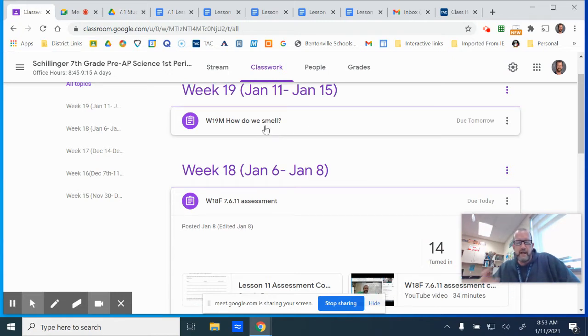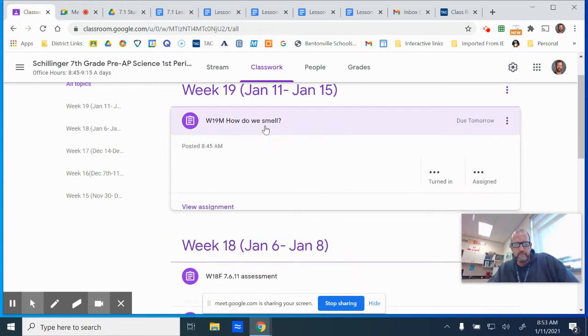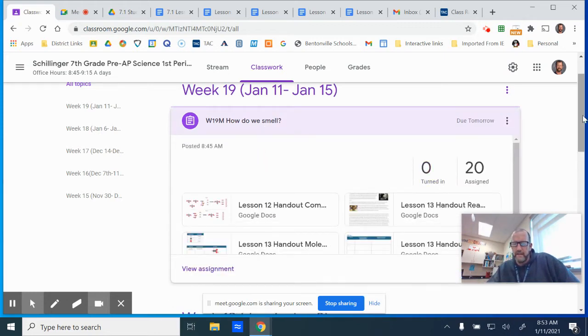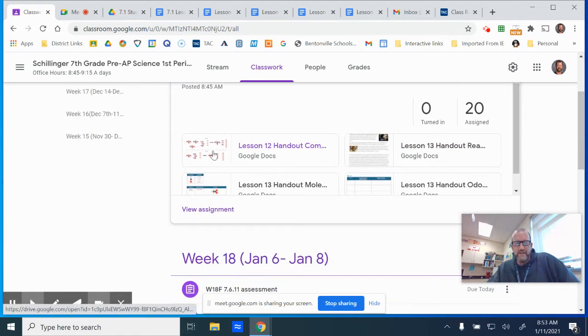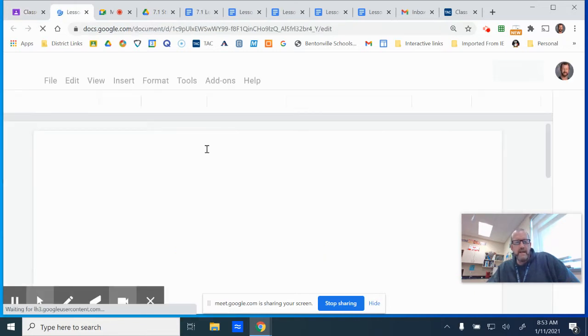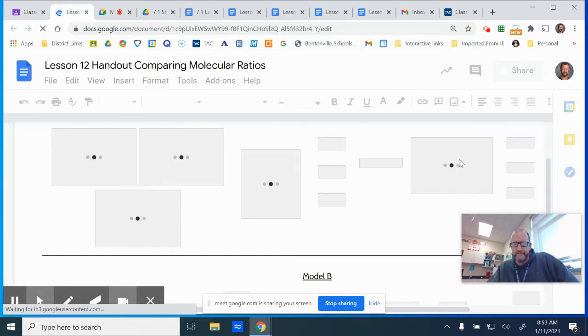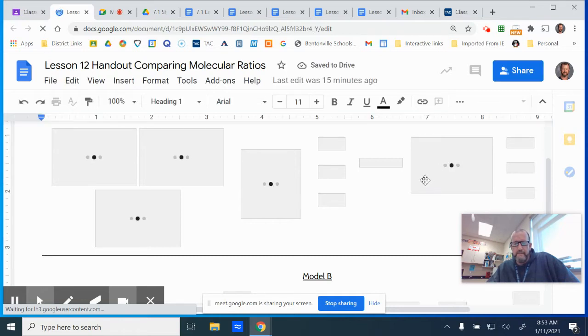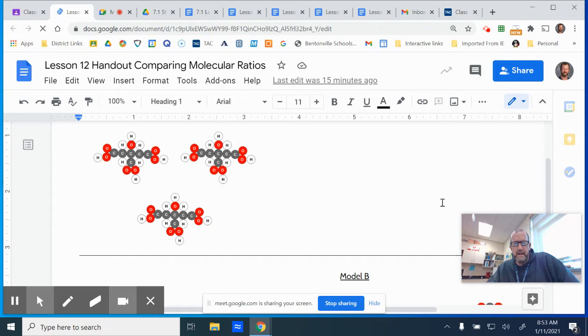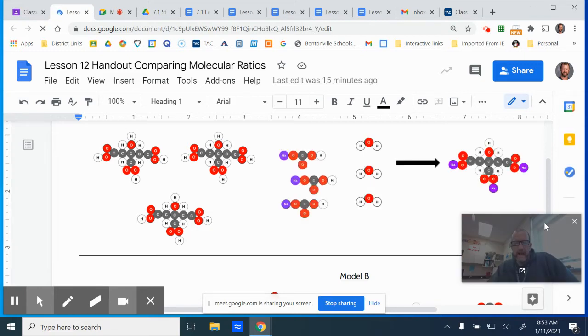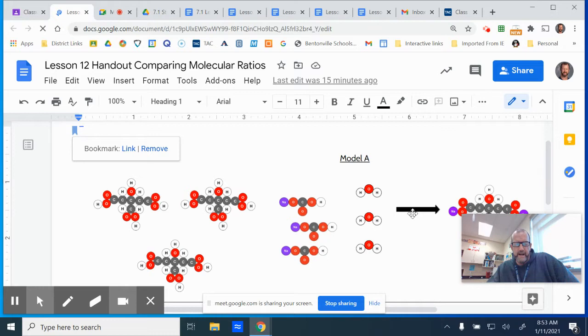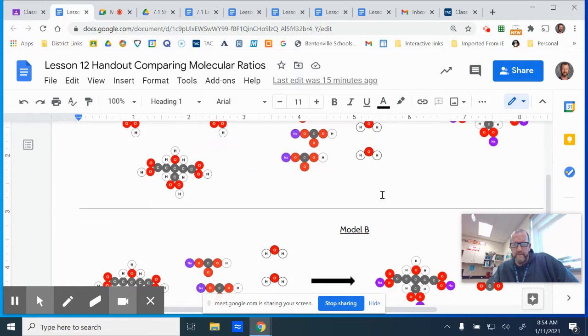But we're actually talking about the nose. So if we look at this lesson, first, there's a little something here. It's just called Lesson 12 handout. And if we look at this, it basically gives us a model on how chemicals are rearranged. So if we look here, this is citric acid. This is baking soda, and this is water.